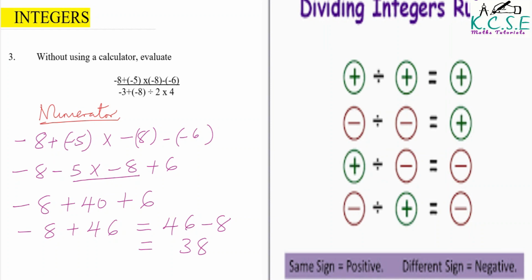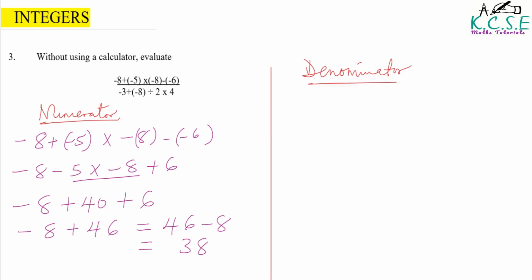So let's go to the denominator. In the denominator, we have negative 3 plus negative 8 divided by 2 multiplied by 4. So let's get rid of this bracket. We have negative 3. Positive and negative gives negative, divided by 2 multiplied by 4. We have multiplication, we have subtraction. Following the rule of BODMAS, we start with division. So we're going to start with that.